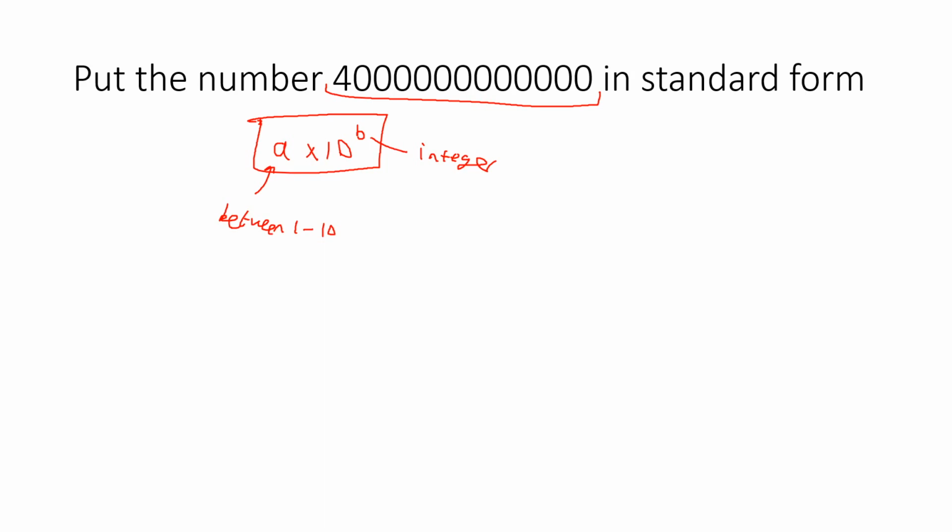To give a basic example, all we need to do is just count the zeros after 4. So we got 1, 2, 3, 4, 5, 6, 7, 8, 9, 10, 11, 12. Okay, so this is 4 trillion. So therefore, 4 trillion is the same as 4 times 10 to the power of 12. Because we got 4, which is between 1 and 10. You got 12, which is however many zeros we have, and it's an integer.